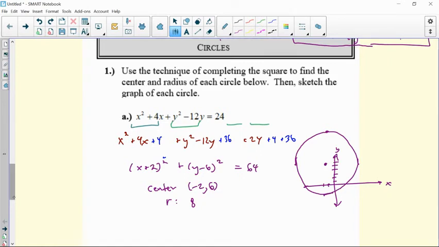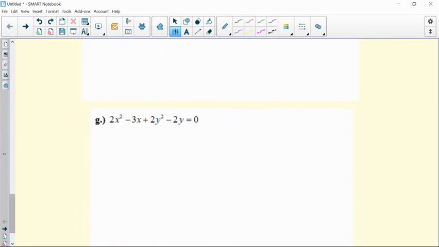Okay, and let's do one more completing the square, jumping down to G. So these, as long as your coefficient of x squared and y squared have the same coefficient, just divide it out. If you have a different coefficient, then you're no longer a circle. You're actually an ellipse. So you can go ahead and divide out the 2 across the whole thing, which includes these. So now you have an equivalency, x squared minus 3 over 2x plus y squared minus y equals 0, because 0 divided by 2 is still 0.